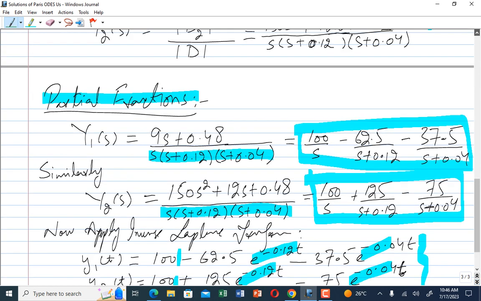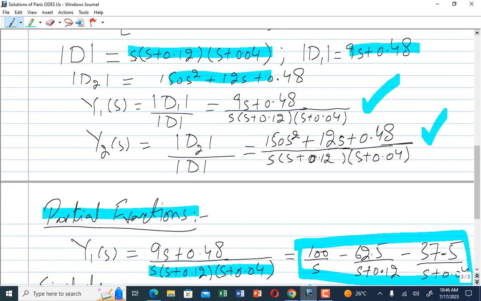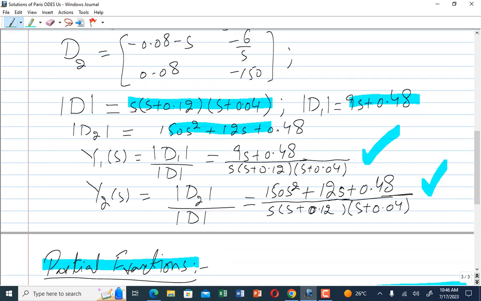Now if I go back, how do I solve these equations? First of all I need to take the determinants. So I take the determinant of the D matrix, the D1 matrix and the D2 matrix. After that I need to take the ratio: y1 of s is the d1 determinant divided by the d determinant. So it becomes this equation. Similarly y2 is d2 divided by the d determinant. So these are the two equations.